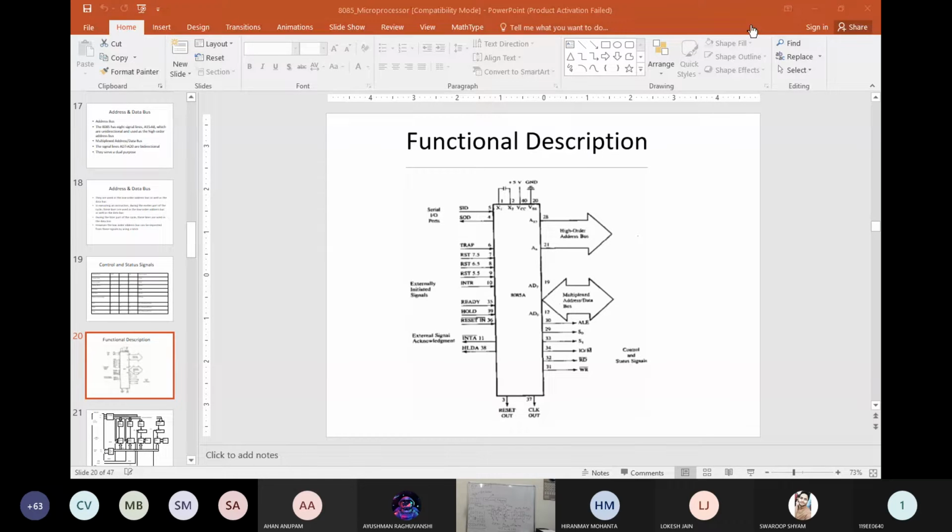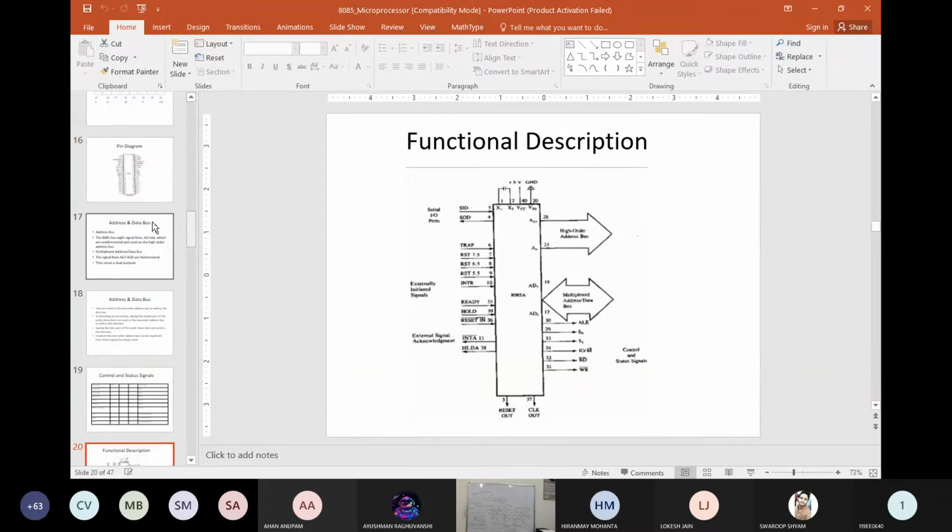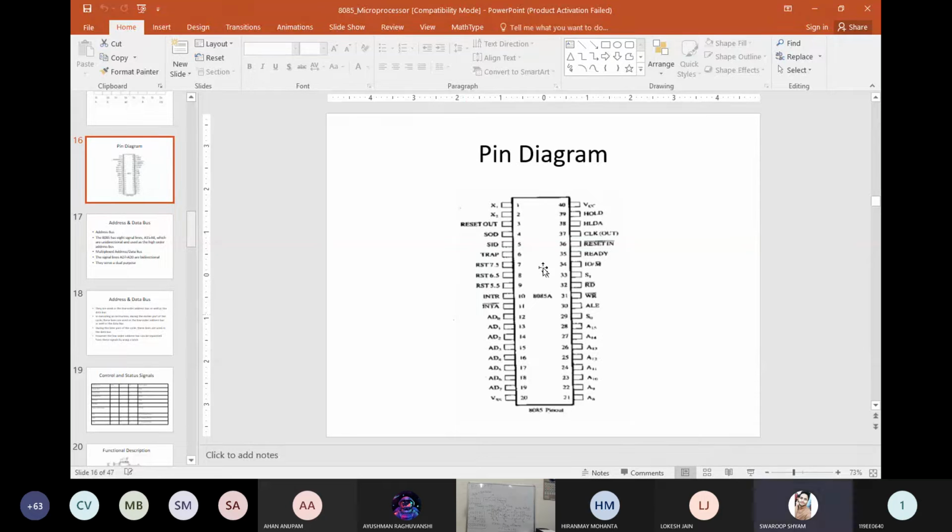Yeah, what do you say? Yesterday, did you go through that? Any of the microprocessor thing? No? This picture, did you see? Anyone? Did you go through the book? Yes.